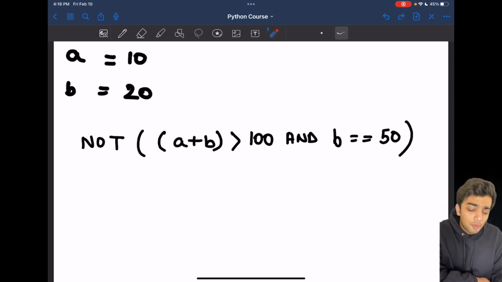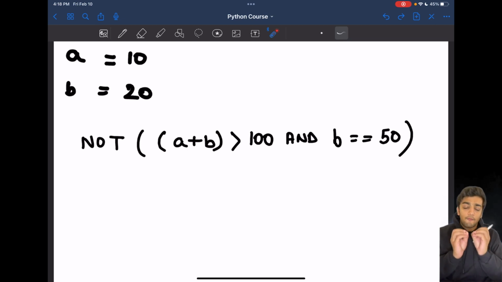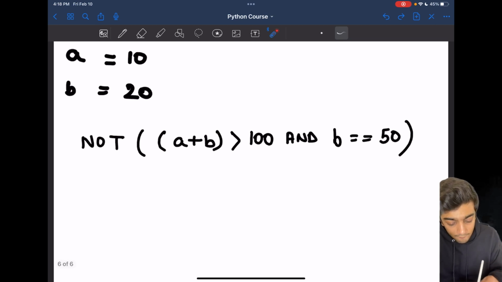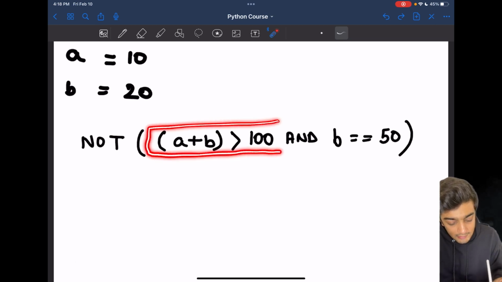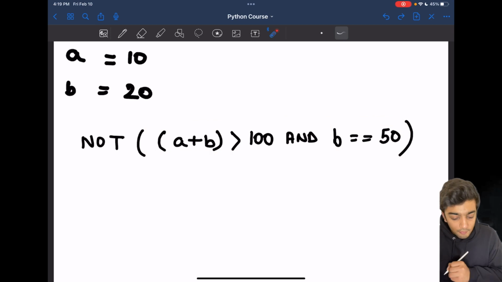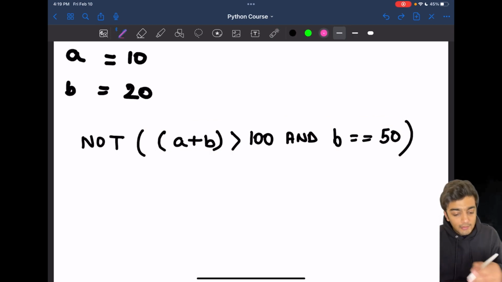So again, we've got the two variables A and B. A is 10, B is 20. And again, the first thing we notice here is we've got the not operator, but we'll start solving the equation from the middle of it, right? So let's take a look at what conditions do we have here. The first condition that I see here is this one, that is A plus B is greater than 100. And then the second condition I see here is this one. So let's take a look at how to solve these.